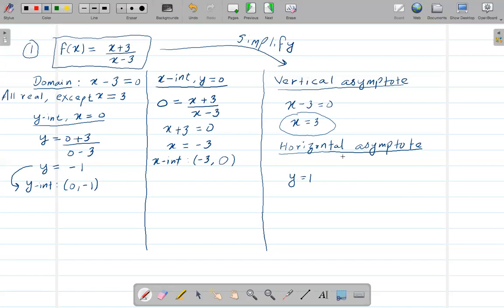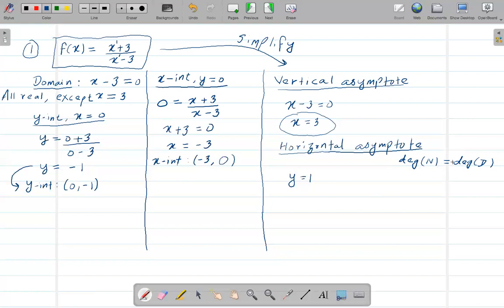And similarly for horizontal asymptote, we have to see the degree of the numerator. So the degree of the numerator is 1, degree of denominator is also 1. So if the degree of, let's say, numerator is equal to degree of denominator, we learned this in chapter 1, right? And I think I've asked a similar thing in the exam 1 as well, right?